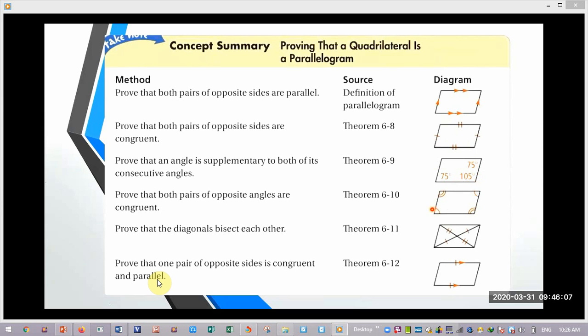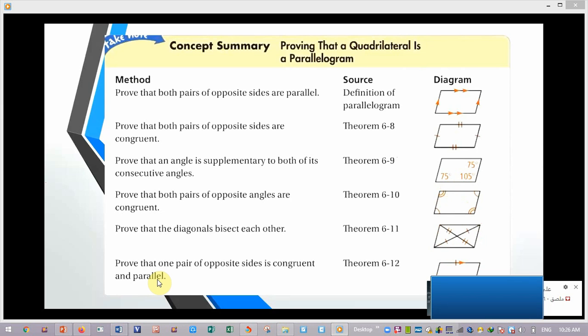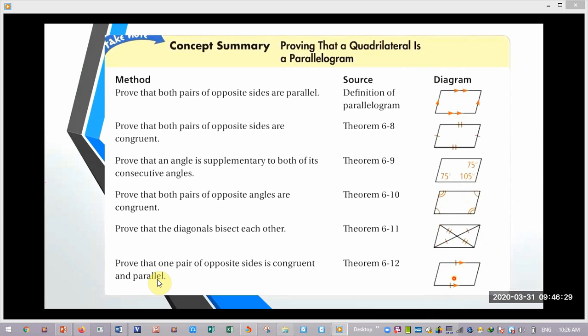Next, each 2 opposite angles are congruent, the same. For example, 70, 70, 110, 110, then this shape is a parallelogram. The 2 diagonals bisect each other. Only 2 sides, but 2 conditions, parallel and equal.